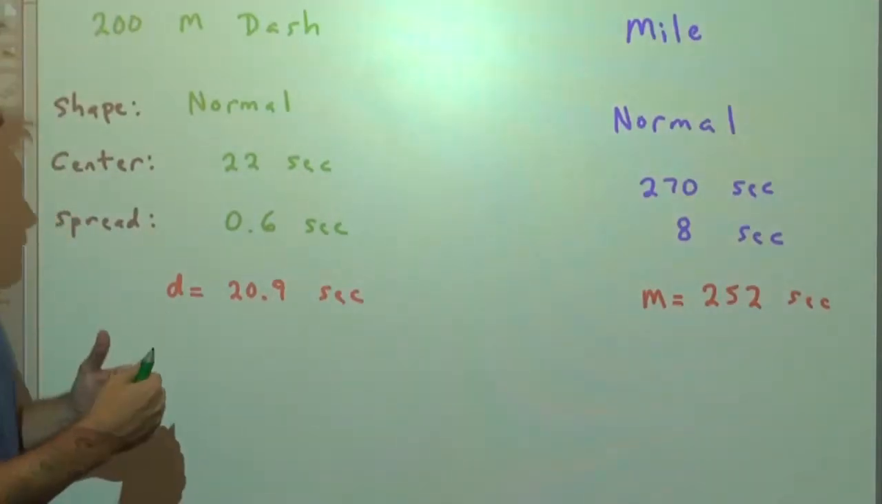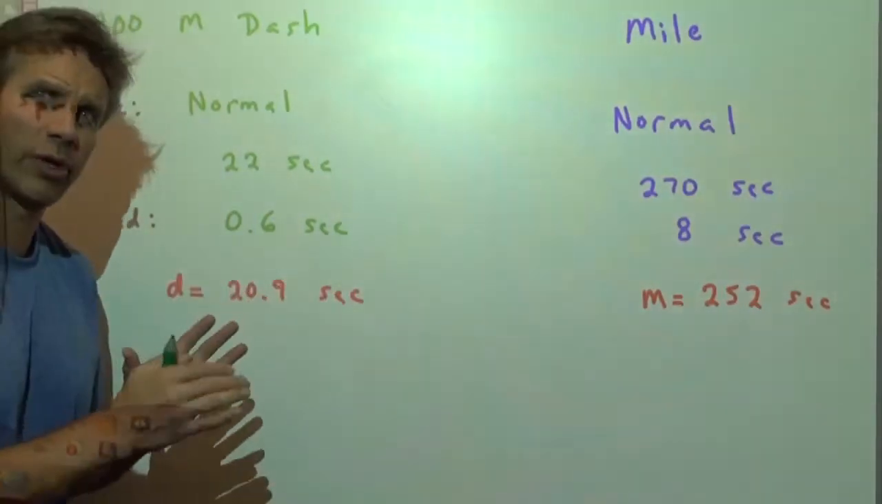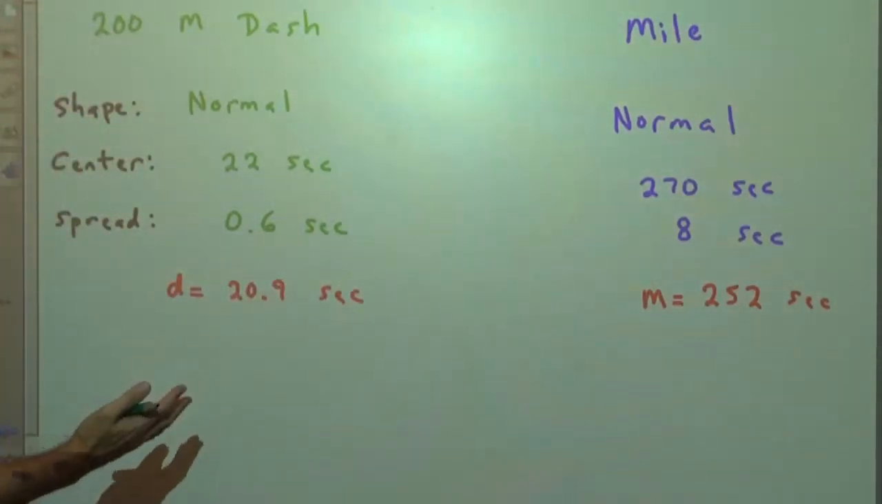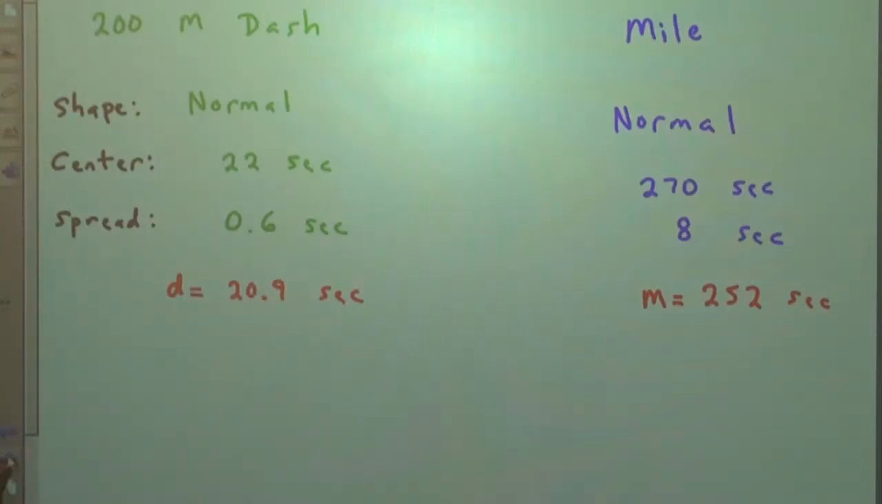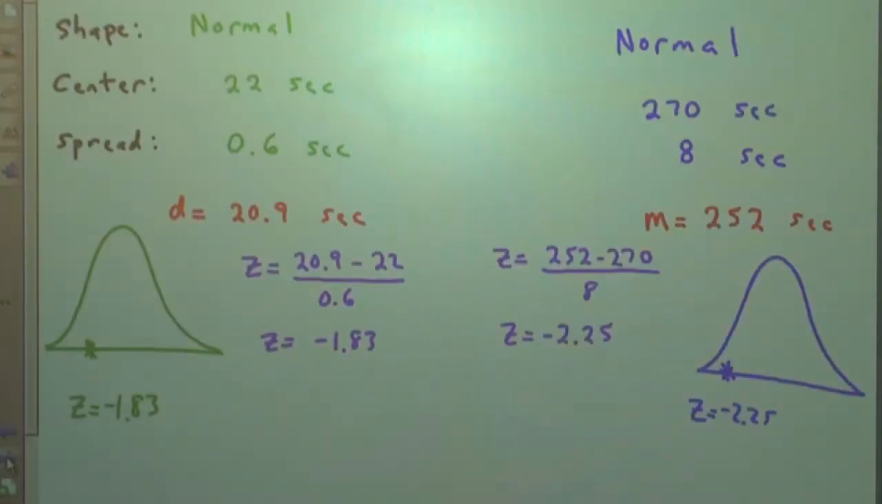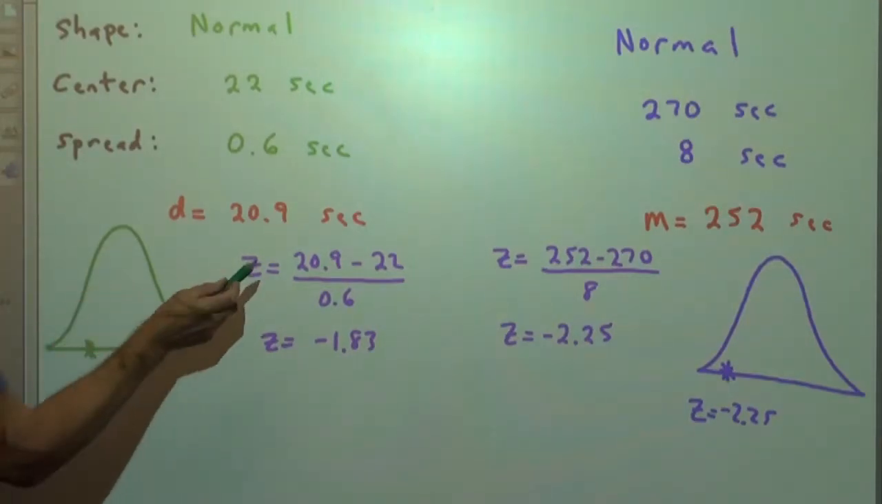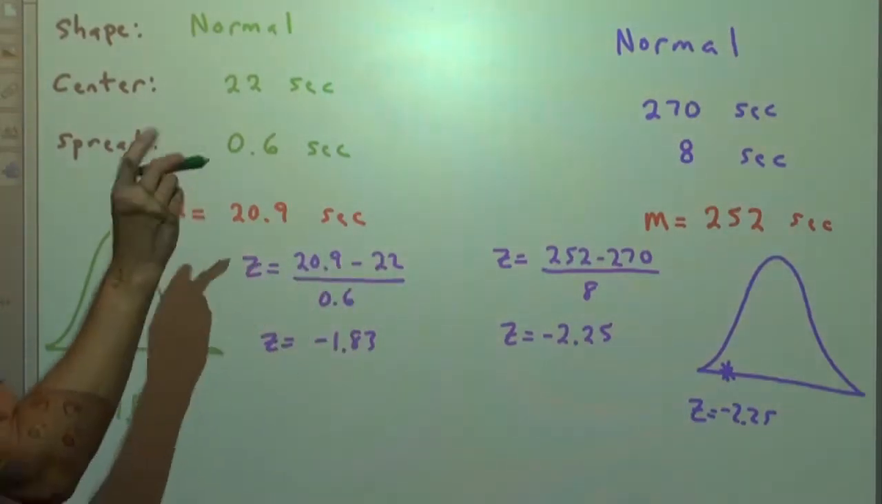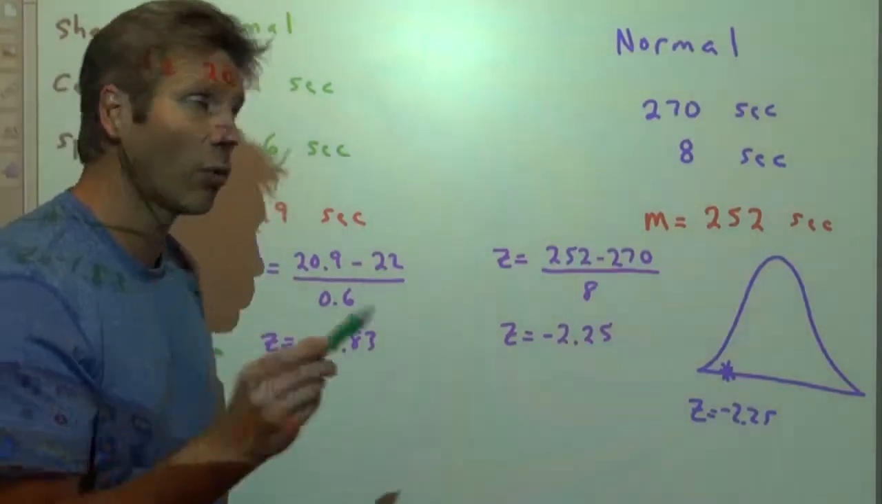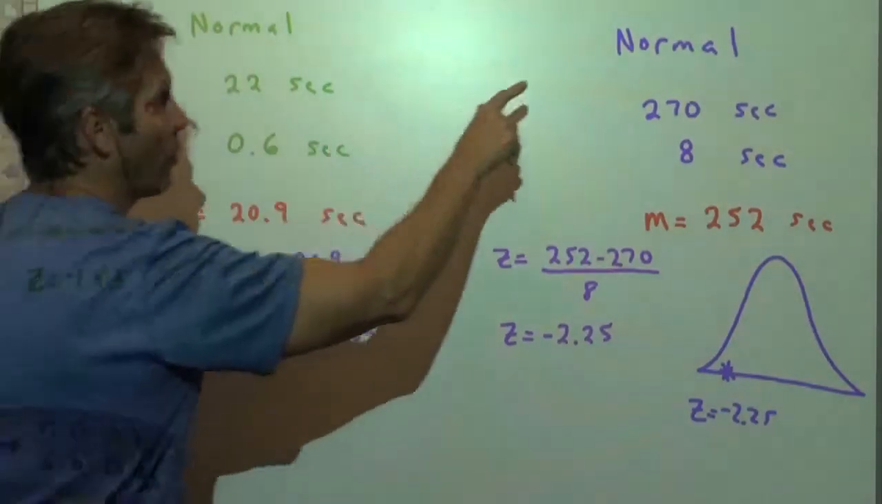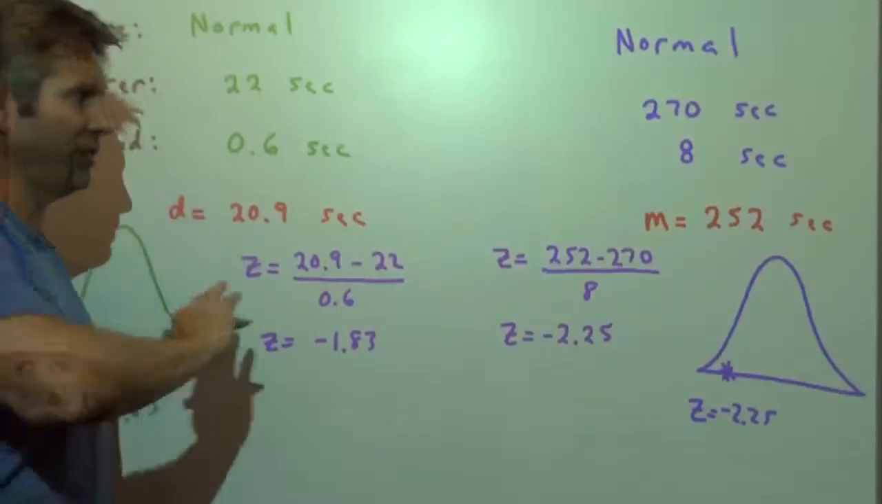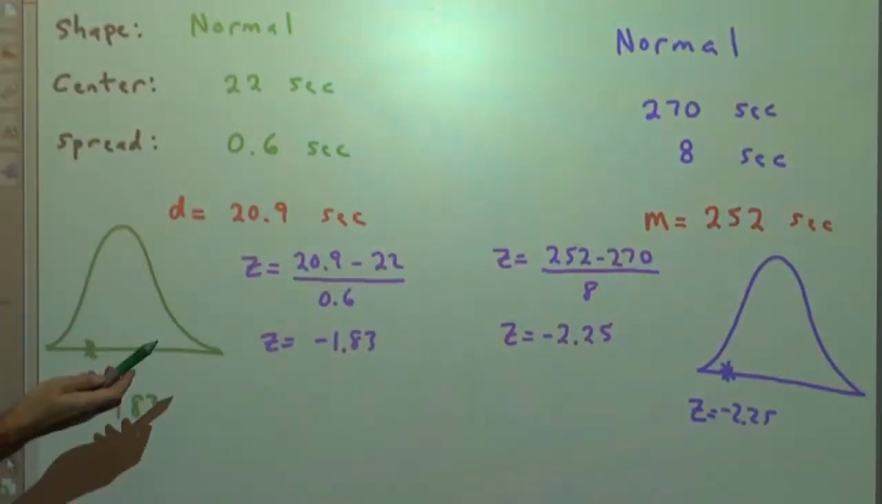Well, whoever's score is more extremely low compared to the rest of their racers would be the one whose time was more extreme. So all we have to do to settle the argument is to find z-scores for these two people. Now, you can only use z-scores when the populations are normal. If they're skewed, all bets are off. You can't do z-scores. But so here we go.